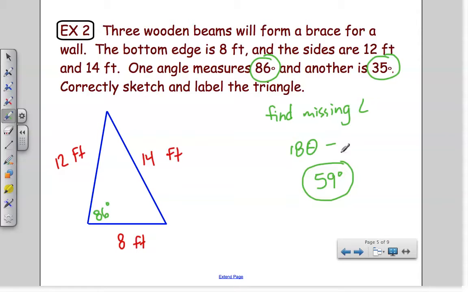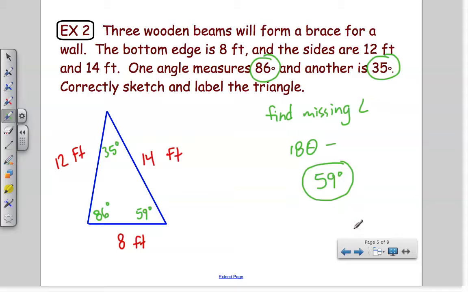The smallest angle was 35 degrees. That should go opposite from the shortest side. Shortest side was the 8 feet. Opposite from it goes the smallest angle of 35 degrees. And this missing angle that I had to find, 59 degrees, was the middle angle going opposite from the middle length side. Alright, so we can correctly sketch and label triangles too.